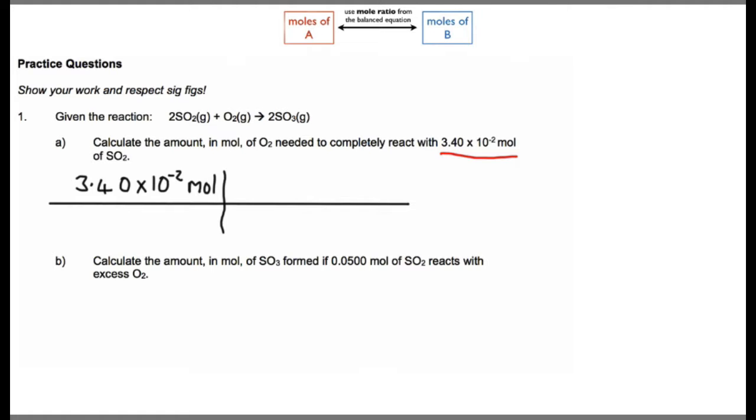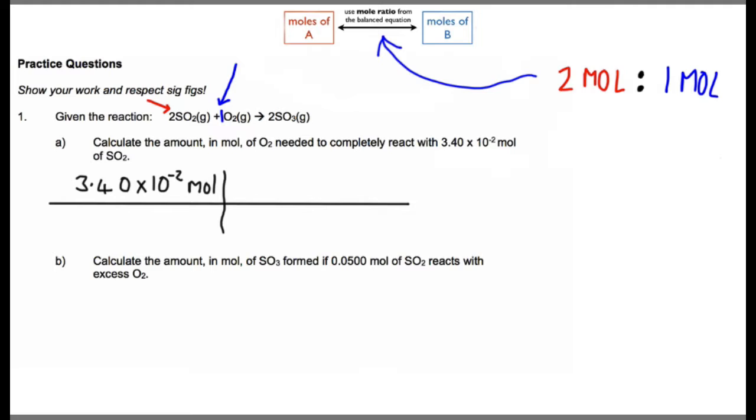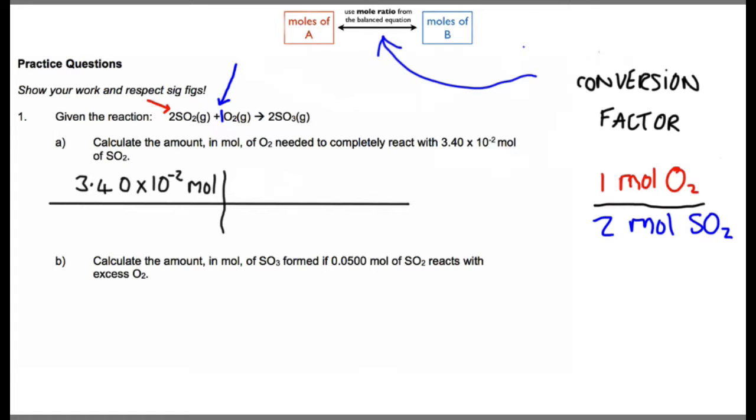plain old mole ratios. So first of all, we have 3.4 times 10 to the minus 2 moles of sulfur dioxide. I want to see how many moles of oxygen is needed. So we can use mole ratios. We can see that we've got 2 moles of sulfur dioxide reacts with 1 mole of oxygen from the balanced equation there. So the conversion factor we'd use would be 1 mole of oxygen over 2 moles of sulfur dioxide.